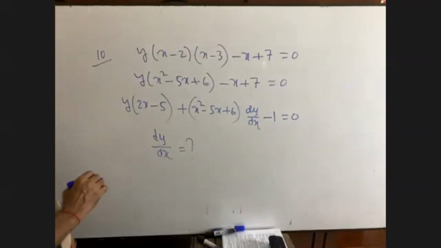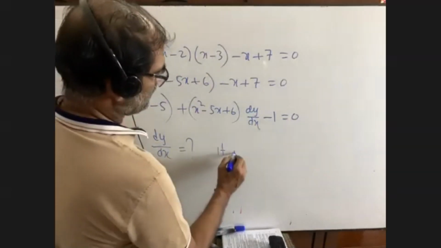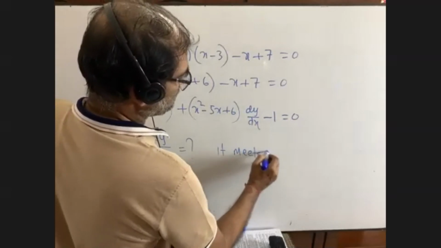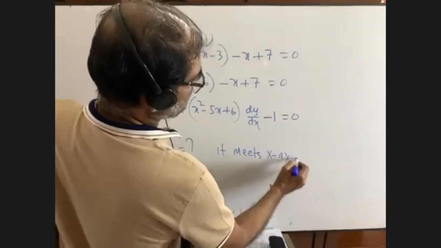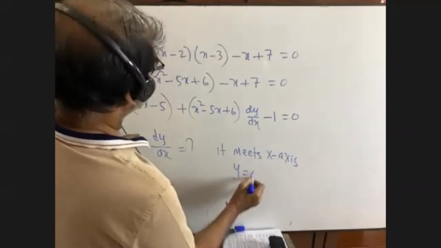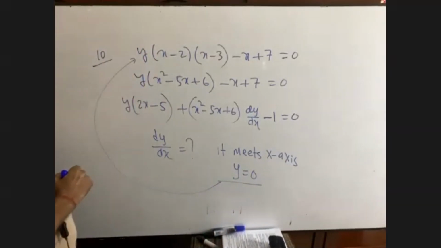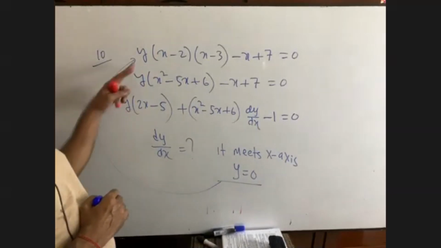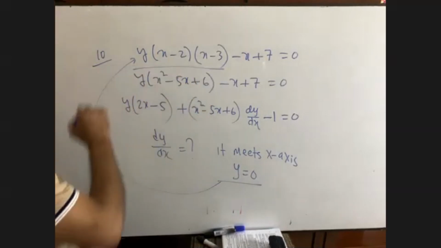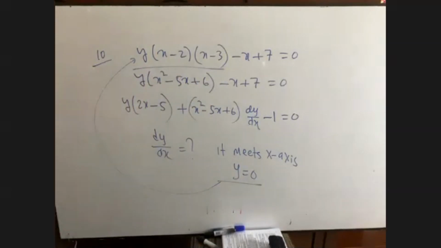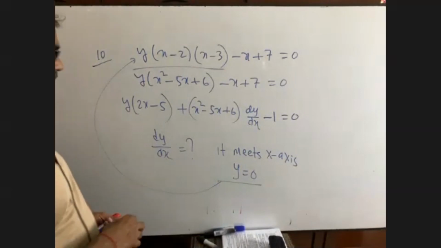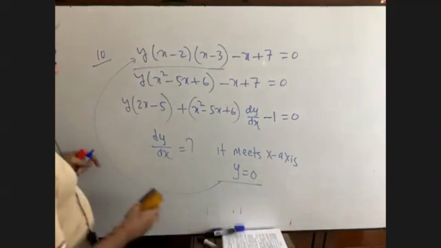It meets the x-axis. That means y equals 0. So here you put y equals 0, then you'll find the value of x. x equals 7. y equals 0 means x equals 7, this part will be 0. Will I do it or you will do it?